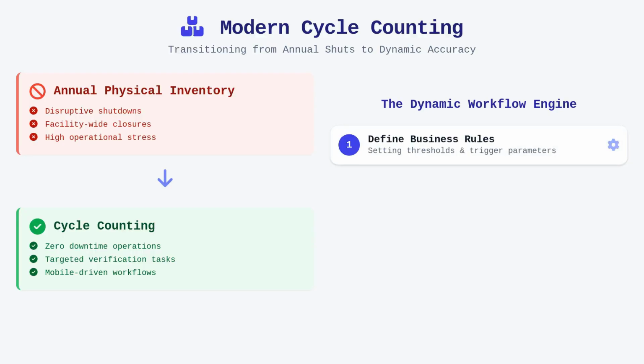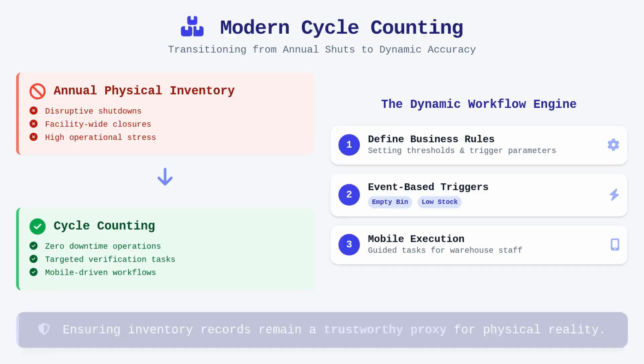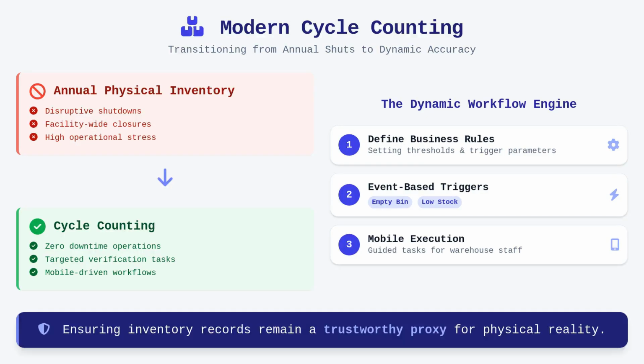When we configure these cycles, we are essentially defining the business rules that dictate when a location or an item needs verification. This often involves setting up thresholds, such as waiting for a location to become empty, or observing when a stock quantity drops below a certain level. By automating the identification of these moments, we ensure that our inventory records remain a trustworthy proxy for the physical reality on the floor.